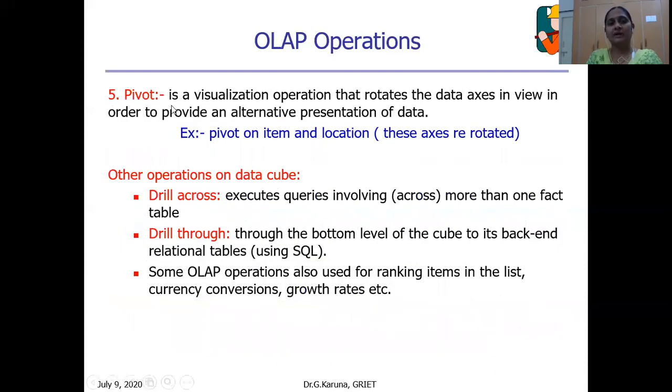Pivot is a visualization operation which rotates the data based on the axes and presents the data in an alternative view. So I would like to change the axes, and based on the axes, I'm going to change the data and project it in another way. So pivot on item and location.